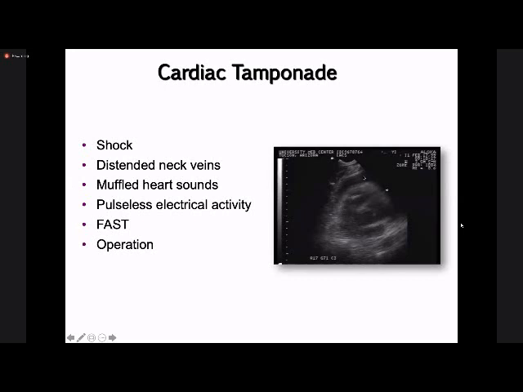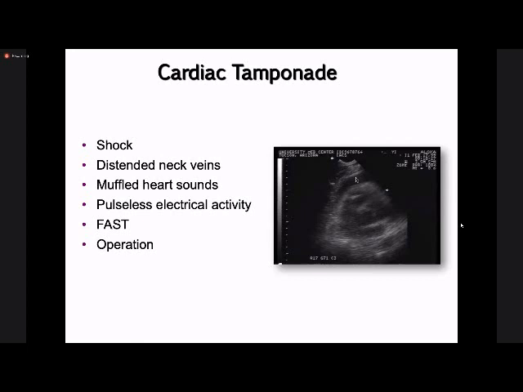You will see a thin rim of blood, a black colored layer just outside the heart. This is the heart, this is the pericardium, and in between the two layers you will see a layer of blood. If you see that, you know this is a patient with cardiac tamponade. If you see this at NHSL, you need to immediately contact the cardiac surgeons. They need to come and do a thoracotomy, open the pericardial space and control the bleed.